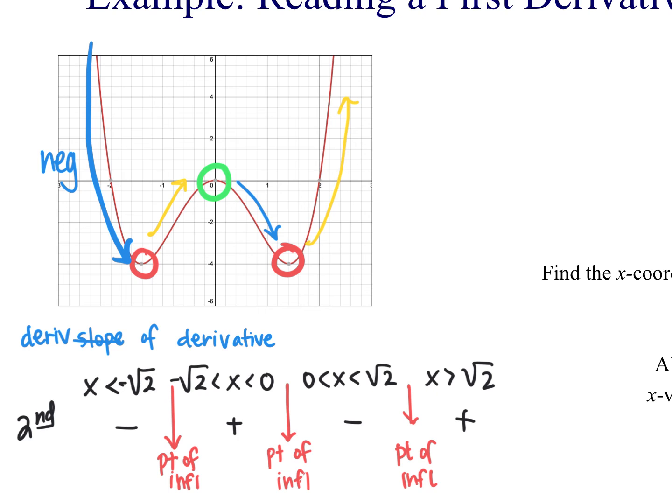This is all from reading the graph of the first derivative. I don't even know what the regular function looks like, but I can tell you a whole lot about it just from being able to read this. I'm going to try it with a different looking graph this time, unless there's questions on this.